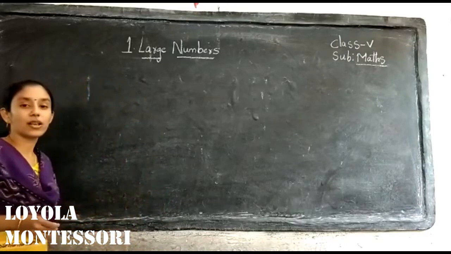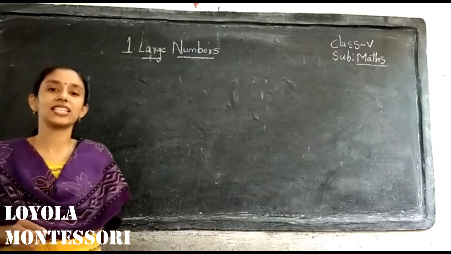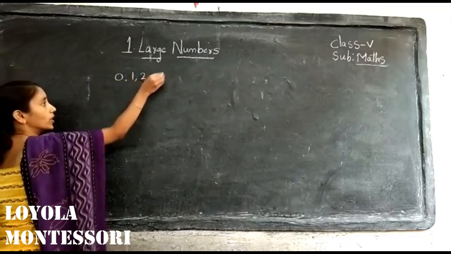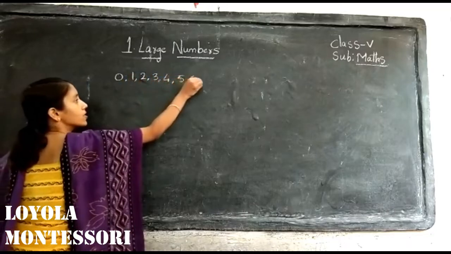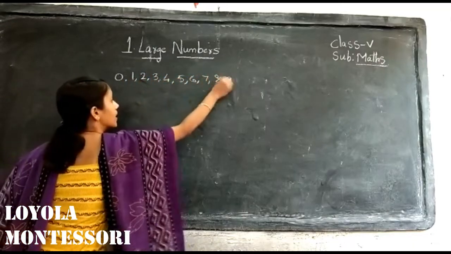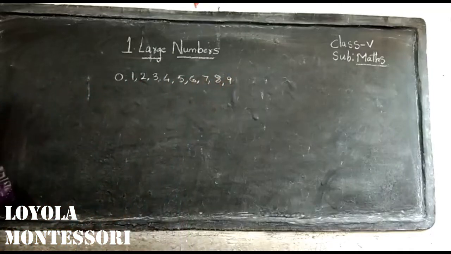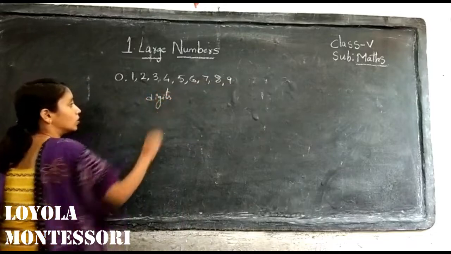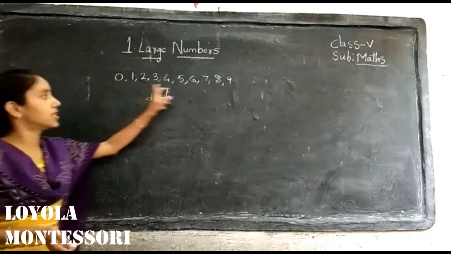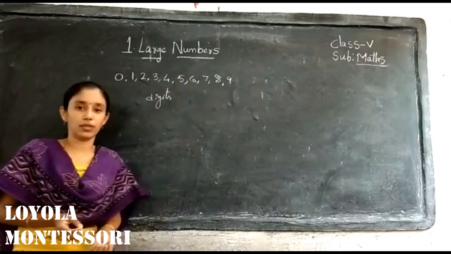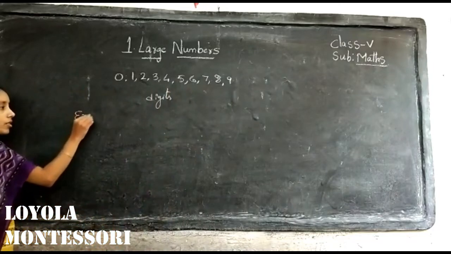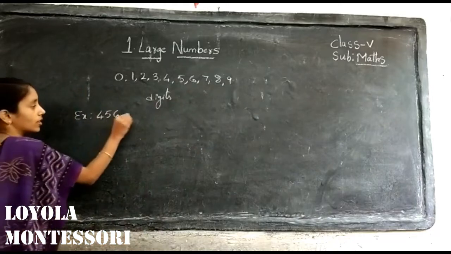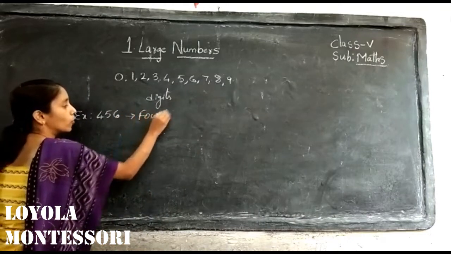So numbers are represented by 10 symbols called digits. Those are 0, 1, 2, 3, 4, 5, 6, 7, 8 and 9. So these 10 symbols are called digits. So we use these digit symbols to write a number. For example, 456.